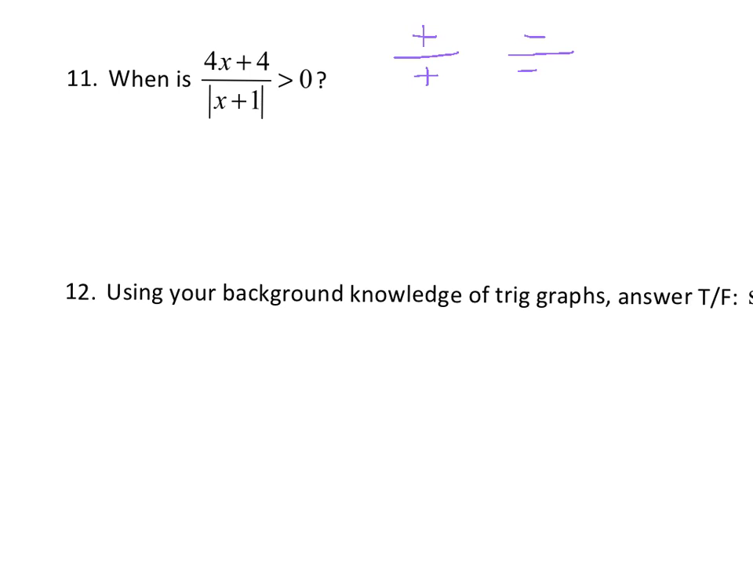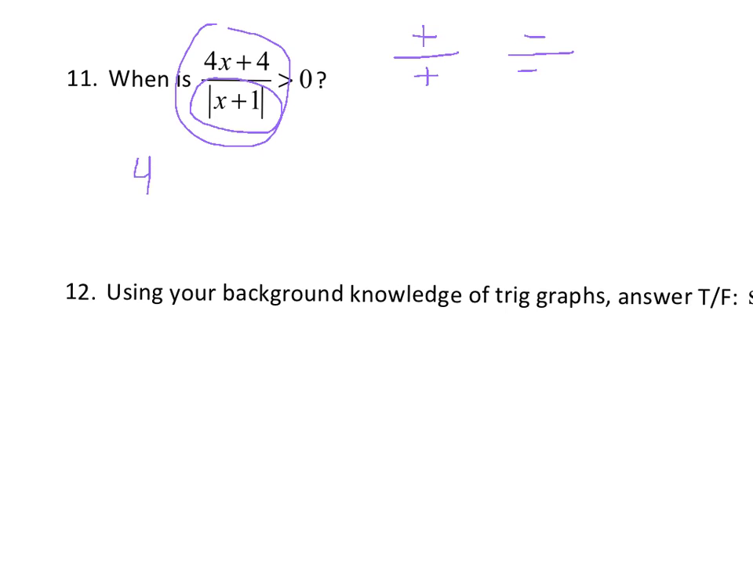However, in this case, we have an absolute value in the denominator, and absolute values are always positive. Therefore, 4x plus 4 also needs to be a positive number or greater than 0 for the whole entire fraction to be greater than 0. So we really have a pretty easy problem to solve.